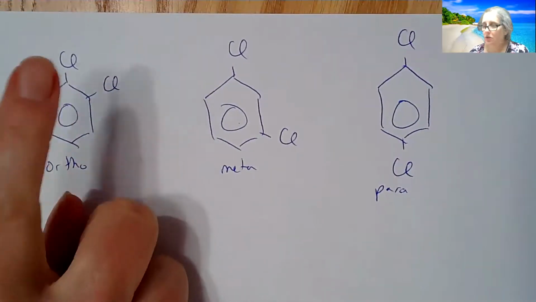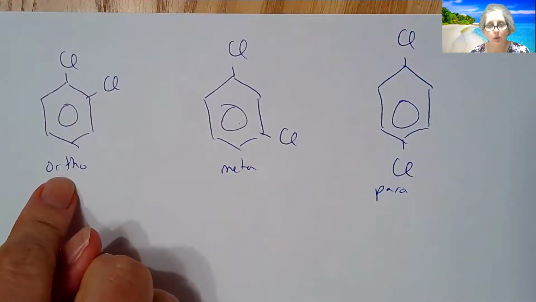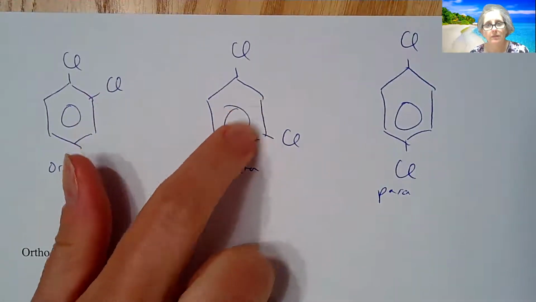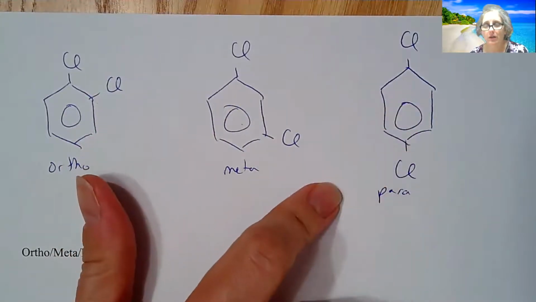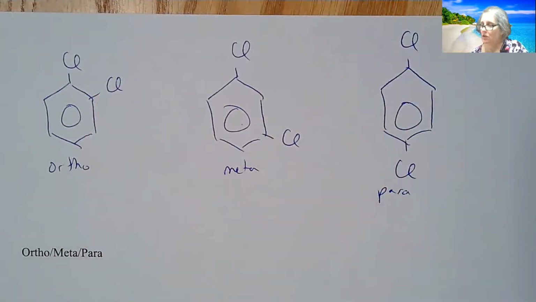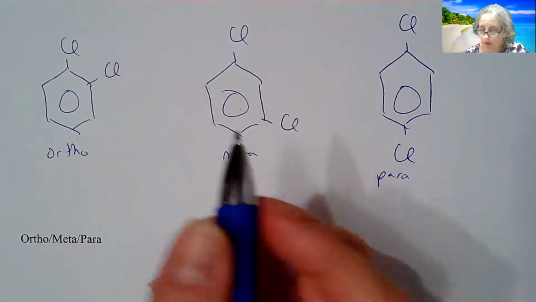So if the 2 substitutions on the benzene are right next door to each other, we call them ortho. If there's 1 carbon between it, we call it meta. And if there's 2 carbons between it, we call it para. Okay, so there's going to be 2 different ways you can name these, and it's a personal preference.